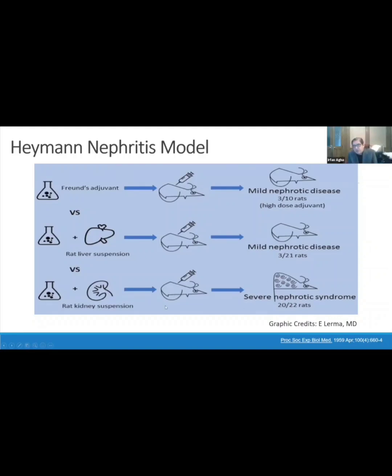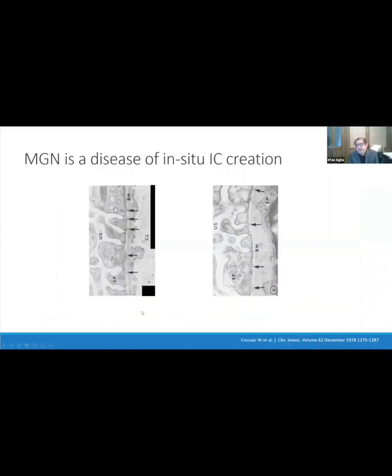At that time, all GNs were thought to be secondary to circulating immune complexes. So the prevalent theory at that time was that when you inoculate the mouse, it generates antibodies against kidneys, circulating immune complexes form, they deposit in the kidney and cause a severe nephrotic syndrome. So the basics of this concept were correct, but the thing obviously that was not correct was that this is not a disease of circulating immune complexes.